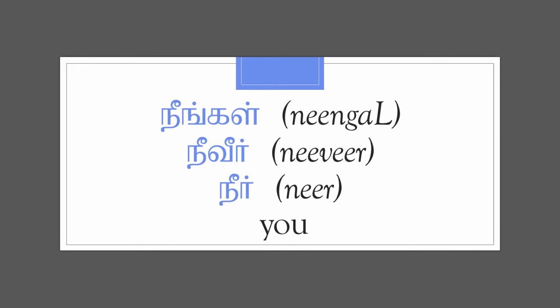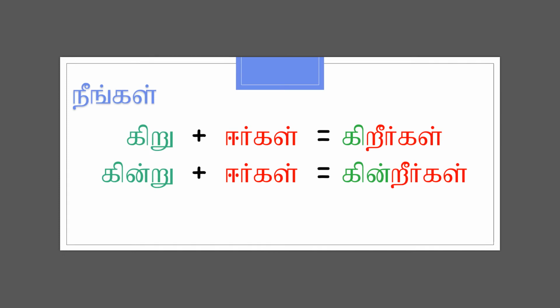நீங்கள், நீவீர், or நீர் means you. நீங்கள், நீவீர், நீர். They all refer to you in plural. But neer is commonly used when speaking to a person with equal rank to show respect. நீங்கள் is also used to show respect. நீங்கள்.